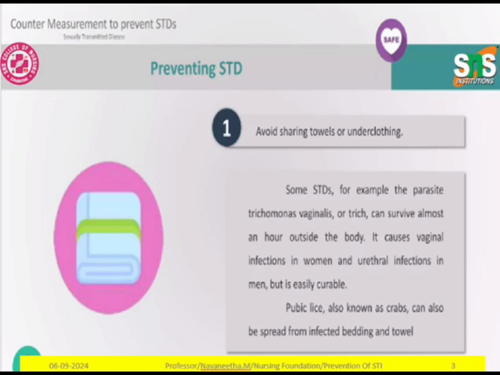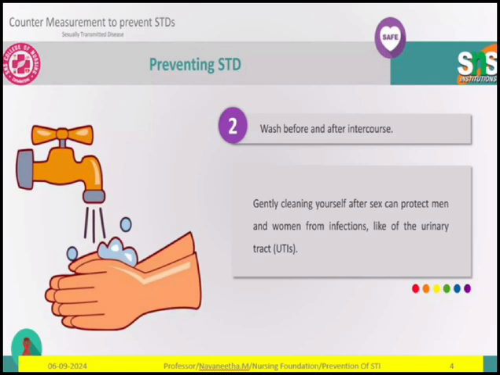If you are not treated properly, it will be big trouble for people. Pubic lice, also known as crabs, can also spread from infected bedding and towels. These are examples of indirect transmission through bedding and towels. The disease will transmit from one person to another. The second prevention is to wash before and after intercourse. Gently cleaning yourself after sex can protect men and women from infections like urinary tract infections, so they have to wash their private parts before and after intercourse.